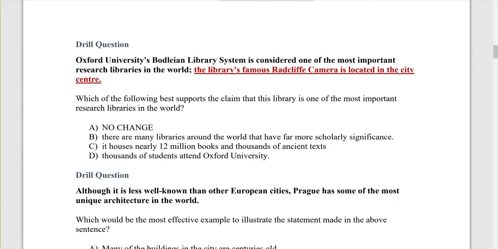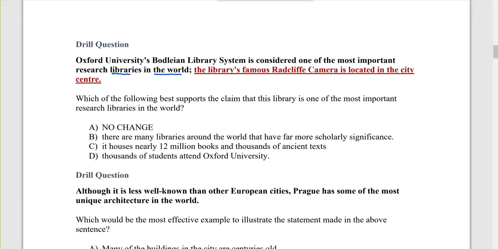Let us go to drill question here. And let us start this one. Oxford University's Bodleian Library System is considered one of the most important research libraries in the world. The library's famous Radcliffe Camera is located in the city center.